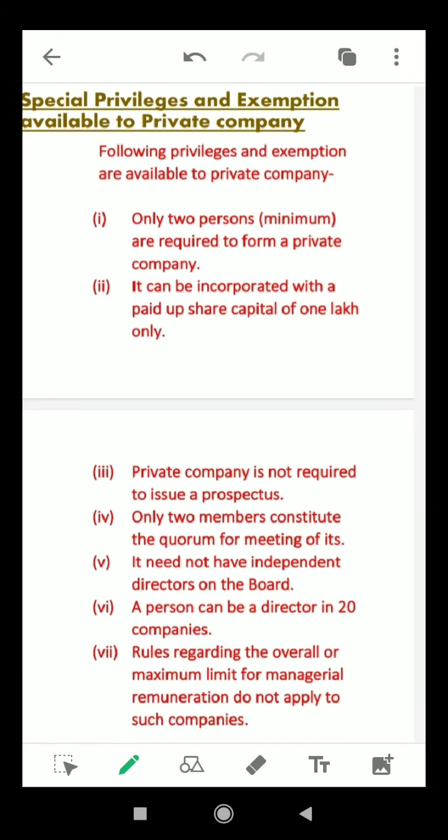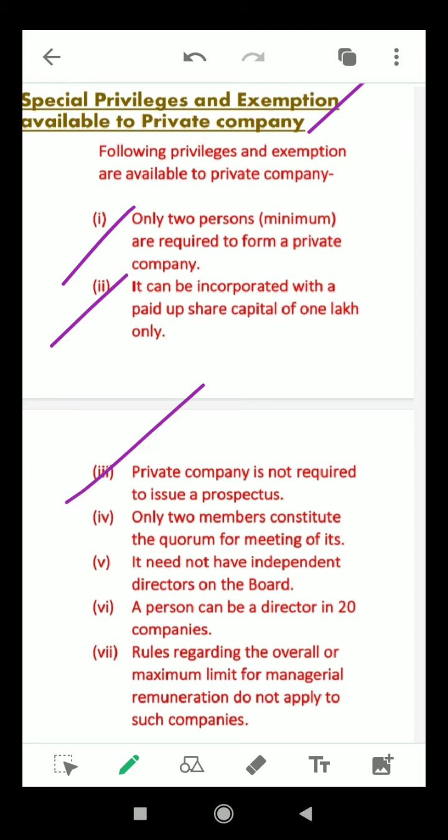Then next is special privileges and exemptions available to the private company. The following privileges and exemptions are available to a private company. Number 1 is only 2 members are required to form a private company. Number 2 is it can be incorporated with paid up share capital of 1 lakh rupees. That means a private company can be registered with paid up capital of 1 lakh rupees.